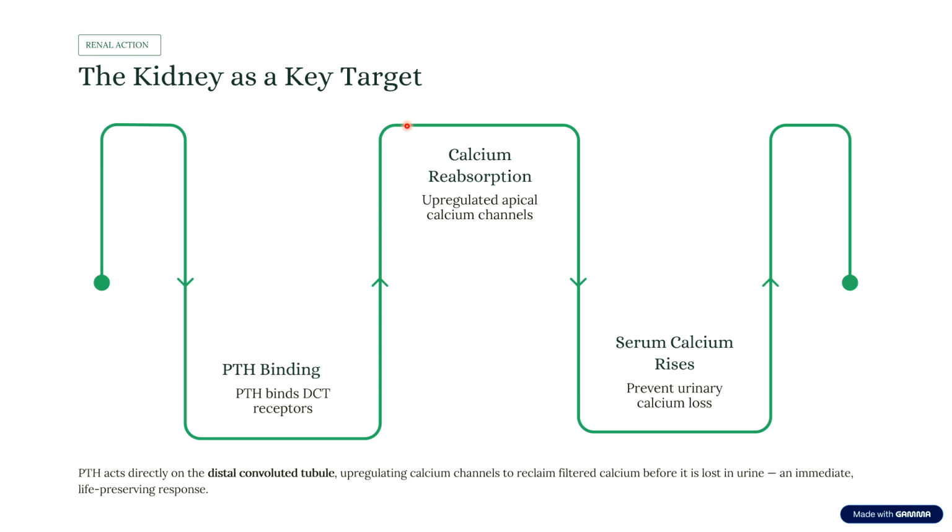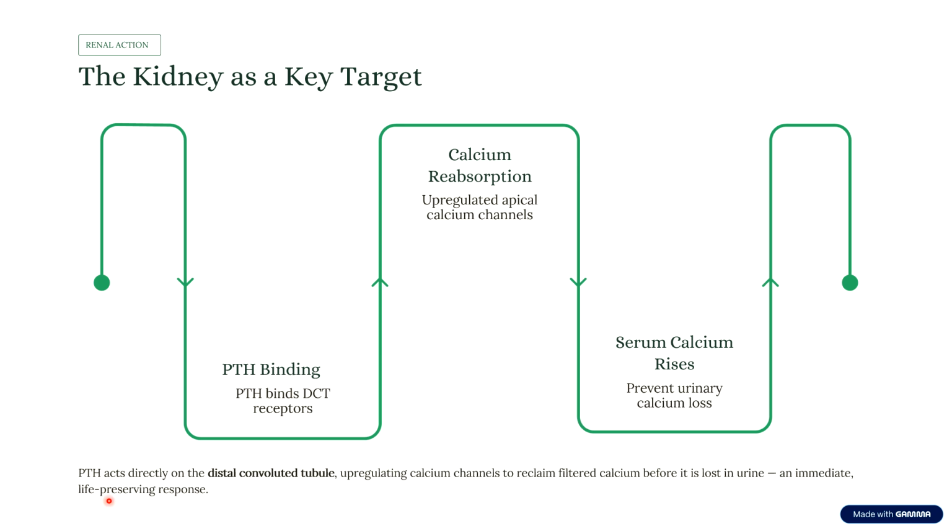So the kidney is a key target. Last, this line is very important. PTH acts directly on the distal convoluted tubule. If we think about the structure of the nephron, just after the Bowman's capsule comes the proximal convoluted tubule, then comes the loop of Henle, then comes the distal convoluted tubule, which ends in the collecting duct. So this PTH directly acts on the distal convoluted tubule, upregulating the calcium channel to reclaim the filtered calcium before it is lost in the urine.